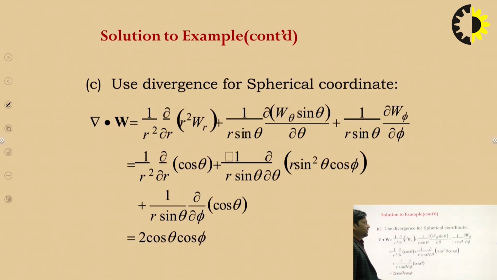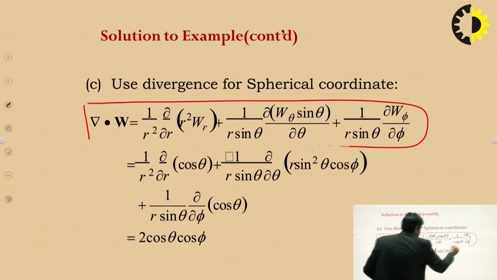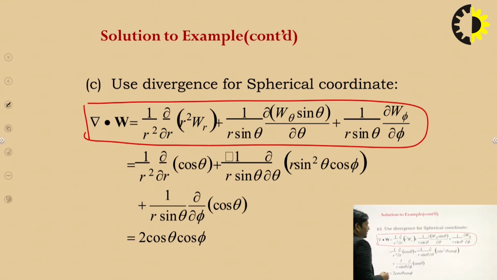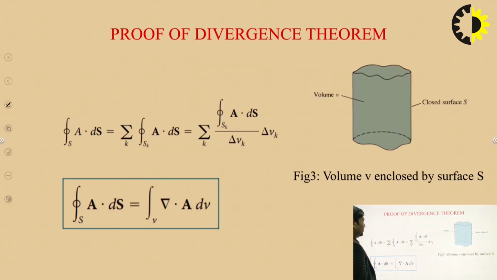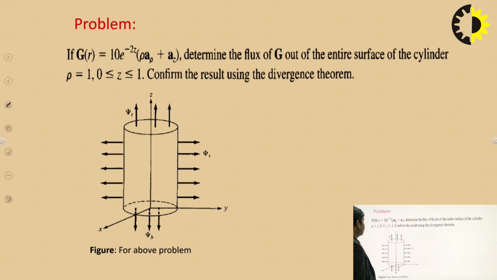In the case of the spherical coordinate system, this is the formula for how we calculate it, and you put in the value of del over del r. So we easily calculate the divergence of that particular vector W, which is defined by 2 cos theta cos phi. Gauss divergence, I have already calculated here. This is a problem which is asked in university exams. Very important question. This question is referenced from Matthew and Sadiku.